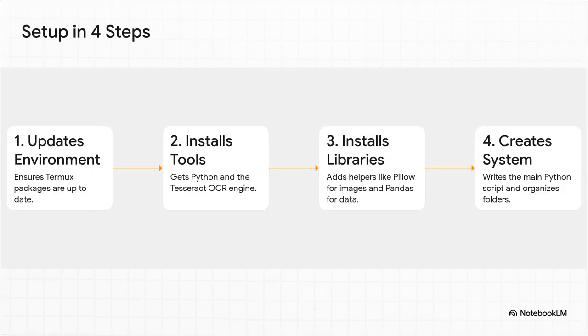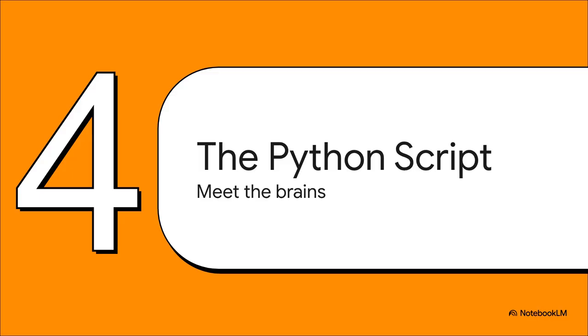So what's this little script actually doing when you run it? Well, it's a 4-step dance. First, it makes sure its environment is all up to date. Then, it installs the 2 most important tools, Python and the incredibly powerful Tesseract OCR engine. After that, it grabs a few helper libraries to handle images and data. And finally, it writes the main Python script for you and neatly organizes all the folders. And the best part? It all happens automatically. You just sit back and watch. So, the stage is set. Your phone is ready. Now, let's meet the real star of the show, the brains of the whole operation.